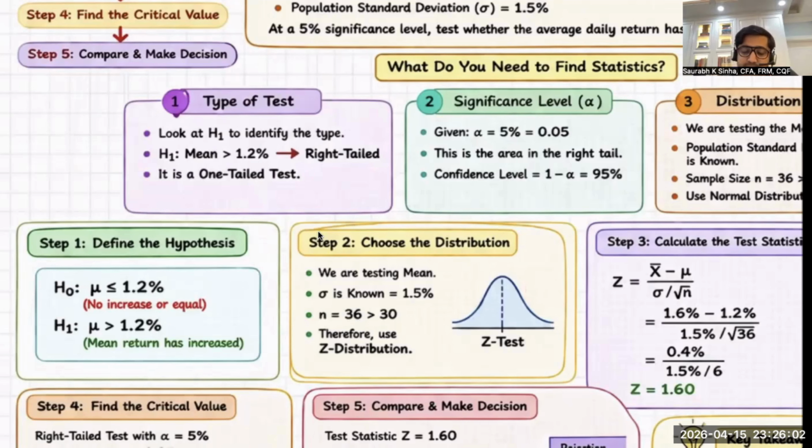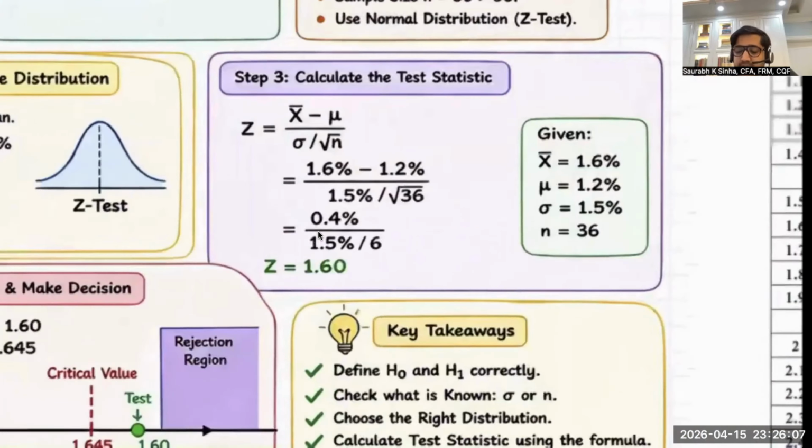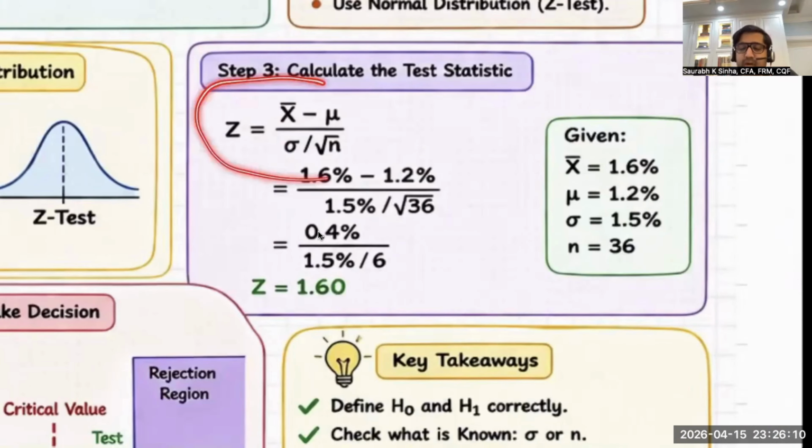What is step three? Step three is to calculate your test statistics. To calculate the test statistics, I have given this formula. Why this formula? We discussed test statistics. Test statistics comes from the formula. For normal distribution, there is one formula. For t distribution, there is a different formula. For chi-square distribution, there is a different formula. For F distribution, there is a different formula.